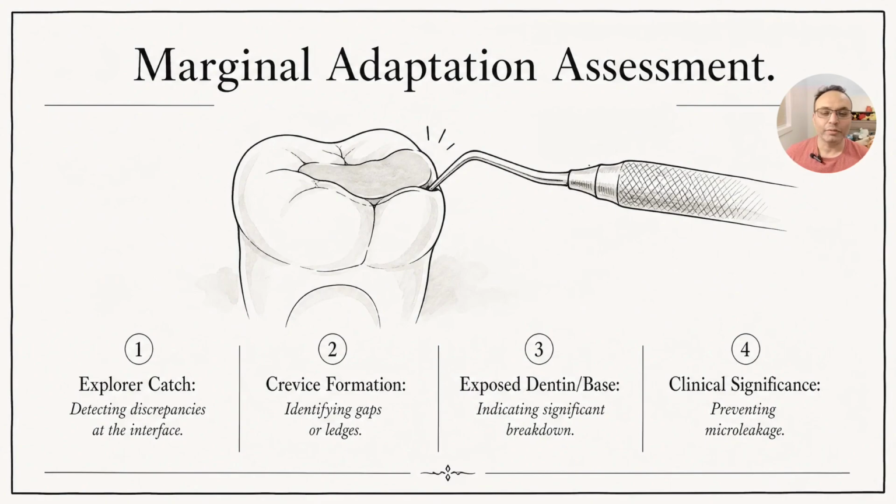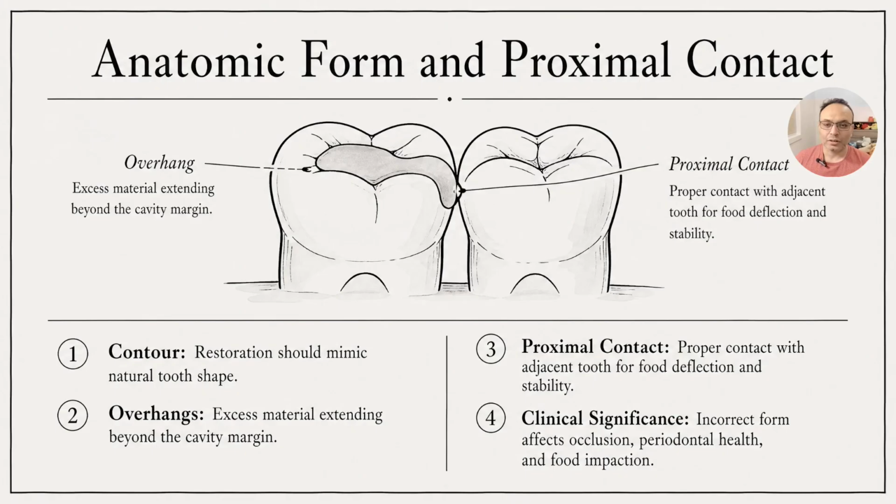Now, when it comes to anatomic form and proximal contact, we have to ensure overhang does not occur. Overhang is a term generally used in a proximal area, but for simplicity purposes, just remember that any excess material or excess amalgam that extends beyond the margin of the cavity is overhang.